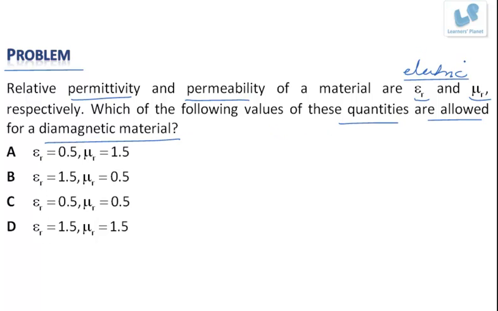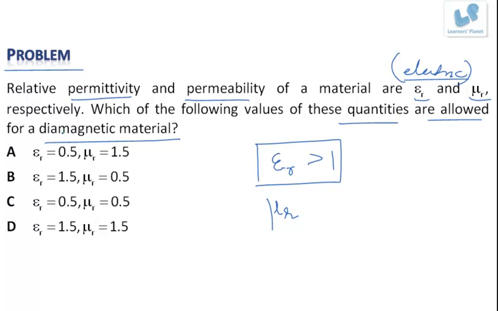Now as far as the electric permittivity is concerned, we know that the value of epsilon r is always more than 1. It is equal to 1 only in the case of vacuum. Otherwise it is always greater than 1. Now in case of mu r, relative permeability, the value depends upon the type of material.